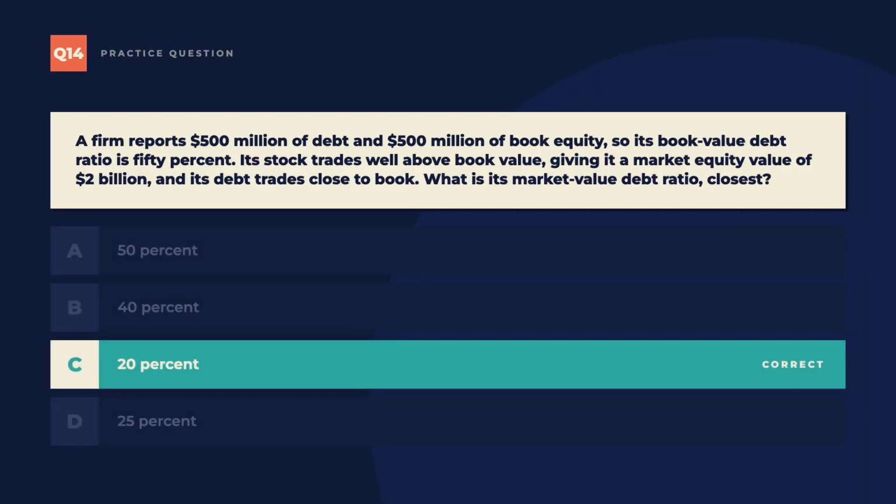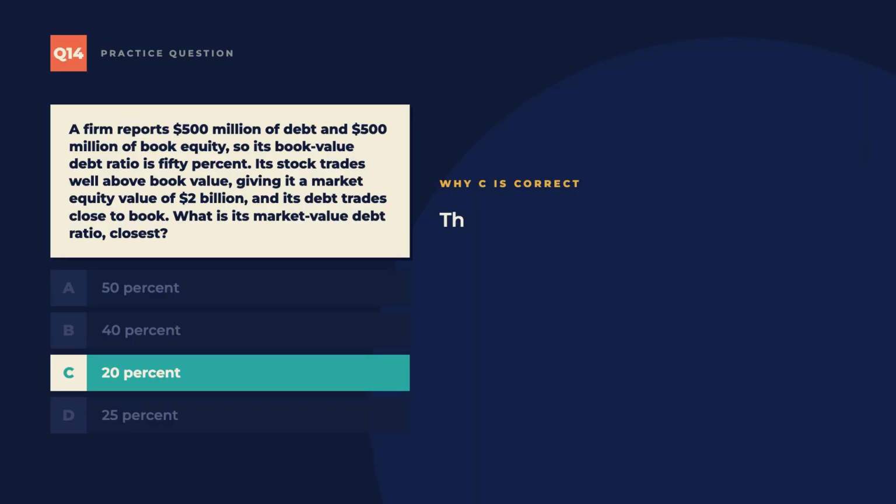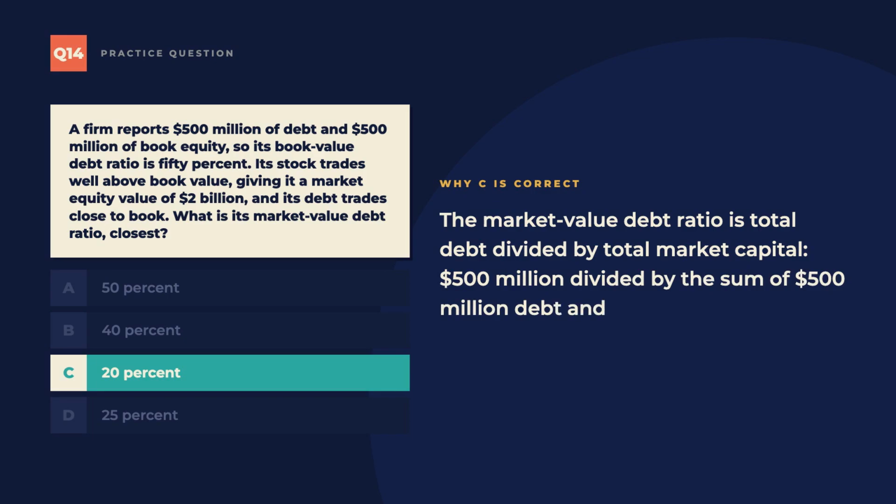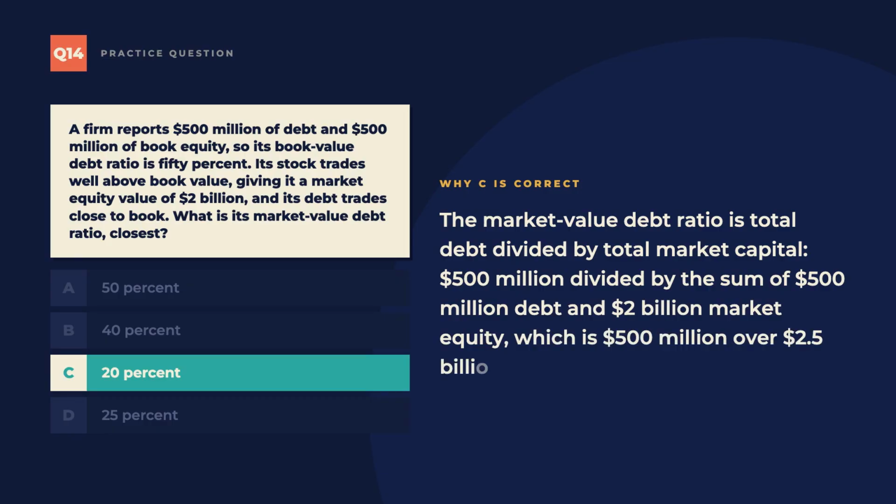The correct answer is C. 20%. C is correct because the market value debt ratio is total debt divided by total market capital. $500 million divided by the sum of $500 million debt and $2 billion market equity, which is $500 million over $2.5 billion, or about 20%. The gap from the 50% book ratio shows how far book and market weights can diverge.